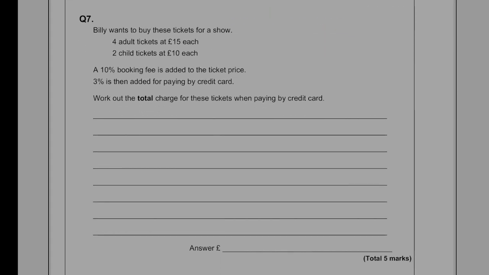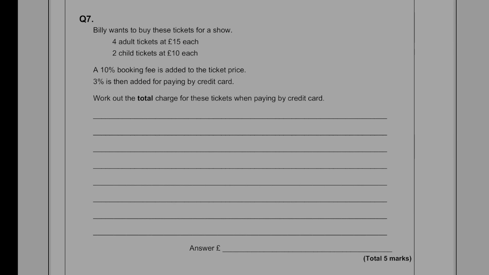Okay, question 7. Billy wants to buy these tickets for a show. 4 adults at £15 each, 2 children at £10 each. 10% booking fee is added to the ticket price. 3% is then added for paying by credit card. Work out the total charge for these tickets when paying by credit card.